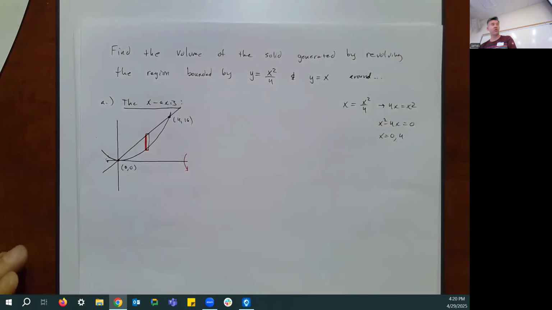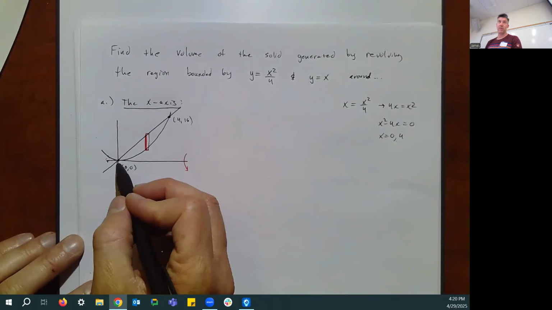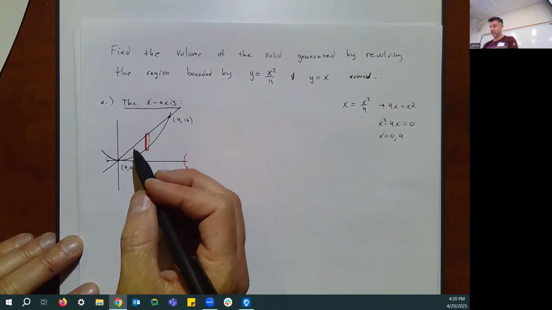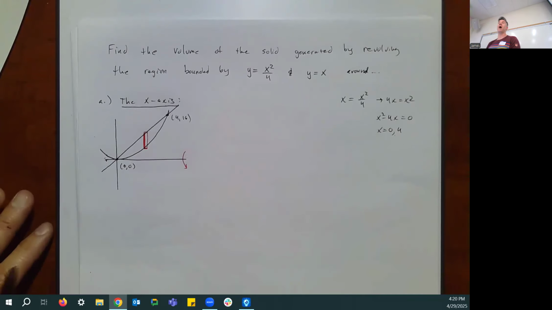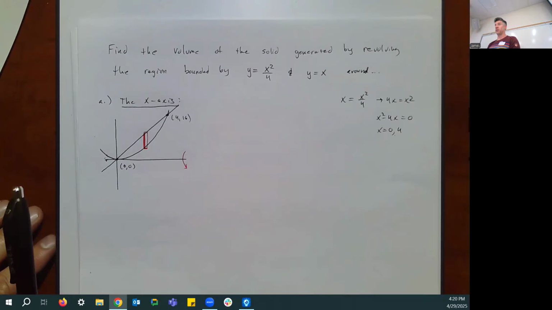Notably, the strip does not touch the axis of rotation. To be flush, it has to be flush wherever you draw the strip. So not flush, it's not going to be the disk method. It's going to be the more generalized version of the disk method, which is the washer method.